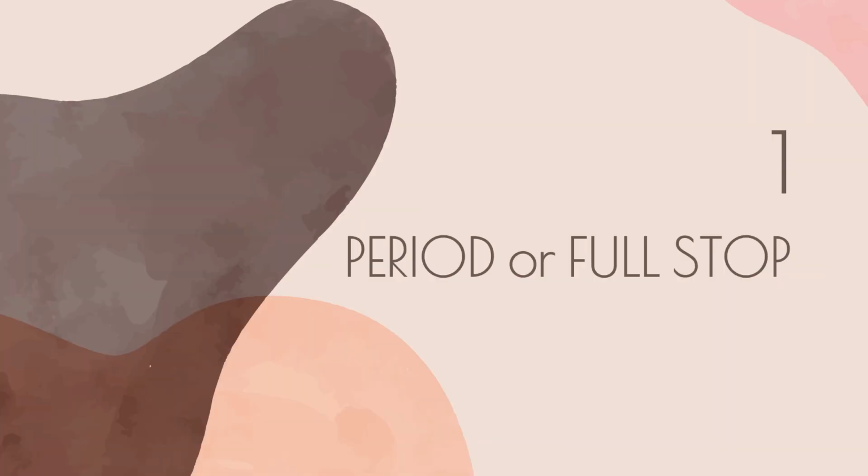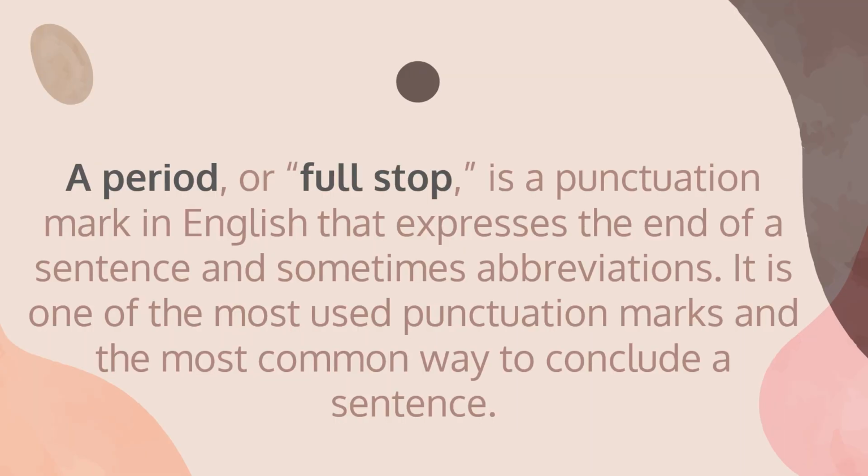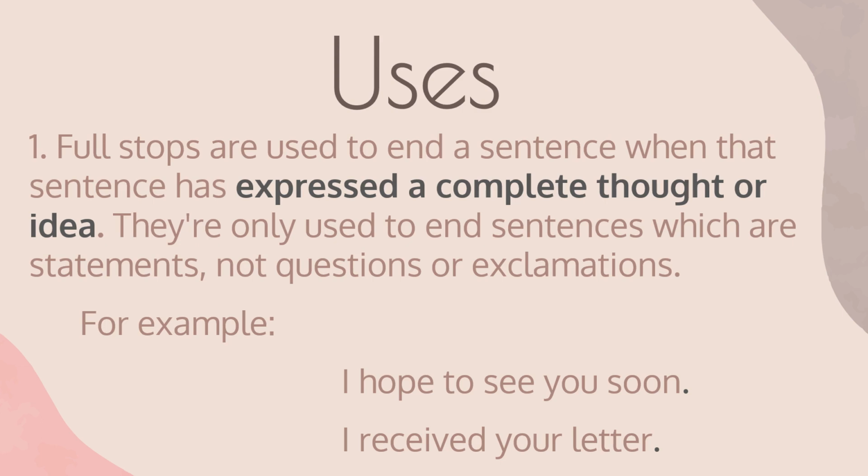First one is period or full stop. This dot that you see on the top, that is a full stop. A period or full stop is a punctuation mark in English that expresses the end of a sentence and sometimes abbreviations. It is one of the most useful punctuation marks and the most common way to conclude a sentence. Full stops are used to end a sentence when that sentence has expressed a complete thought or idea. They are only used to end sentences which are statements, not questions or exclamations.